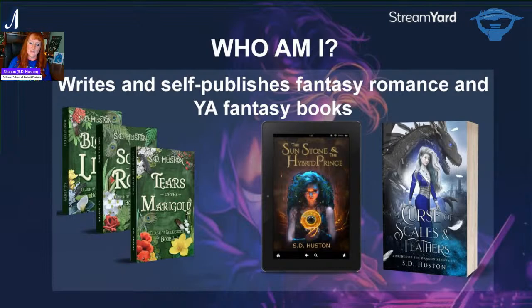So on the writer side, I do write and self-publish fantasy romance and YA fantasy. I do have a full trilogy out in YA fantasy along with a box set that is published. And my Kickstarter was done on A Curse of Scales and Feathers. The novella that goes along with the Kickstarter is The Sunstone and the Hybrid Prince. It came in at 27,000 words. Just finished that this past week. And that will also go up on retailer platforms once I move off of Kickstarter and into the rest of my publishing plan.